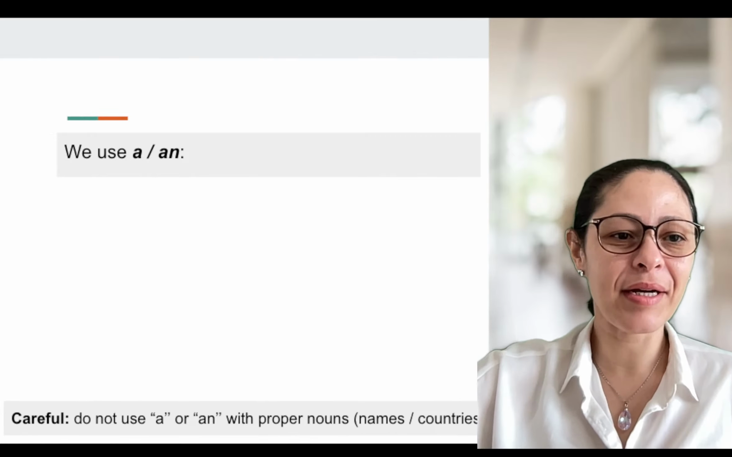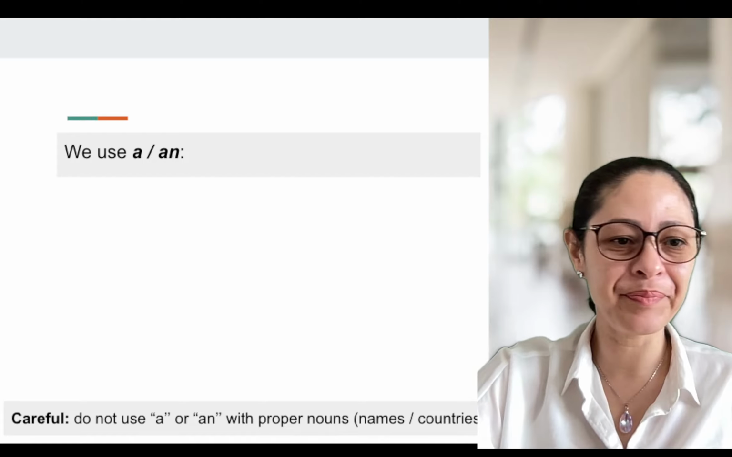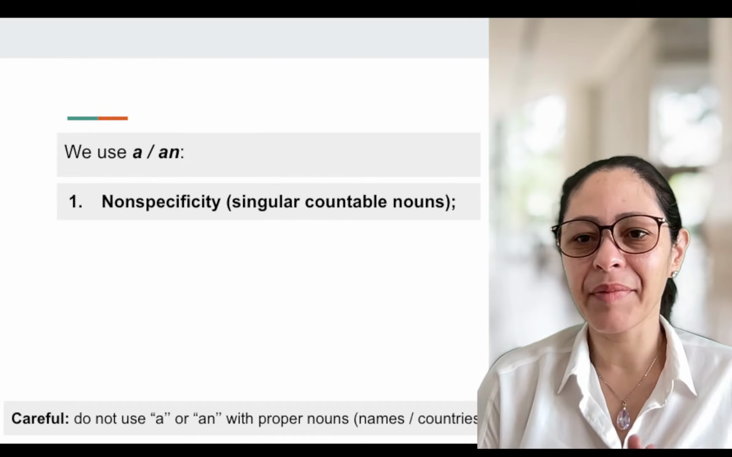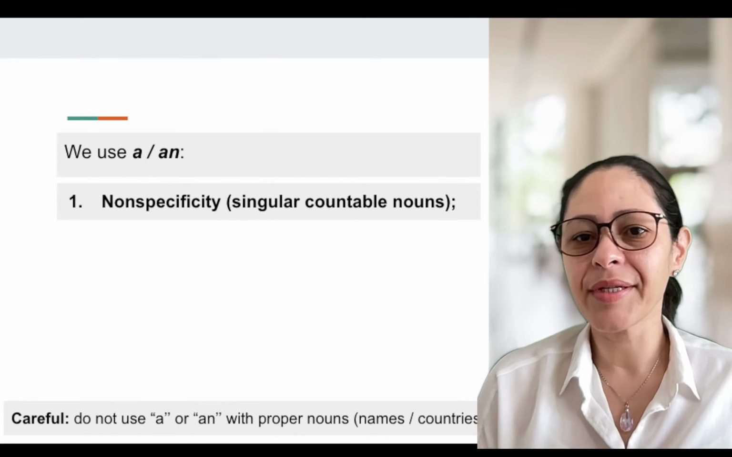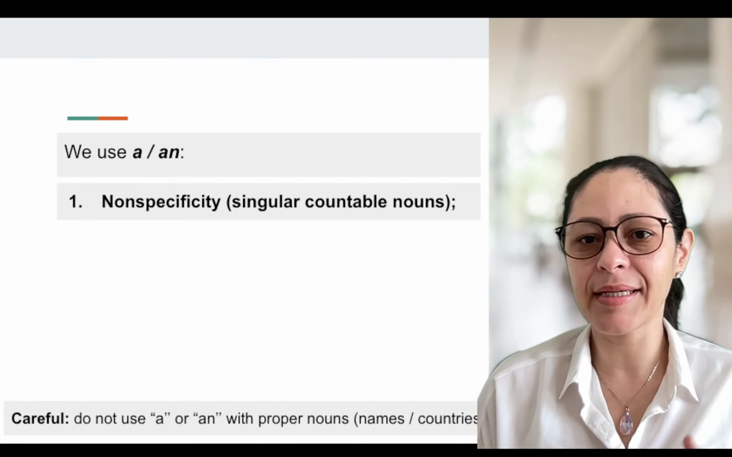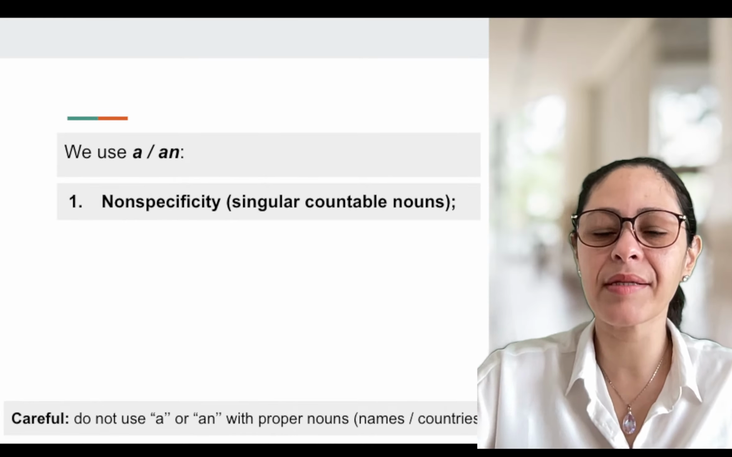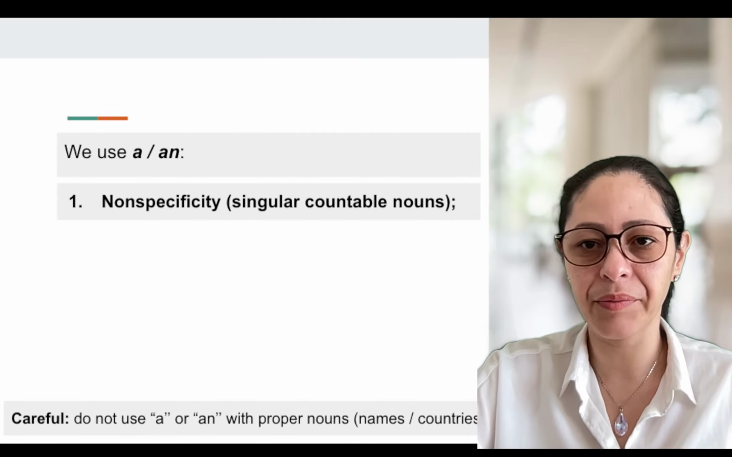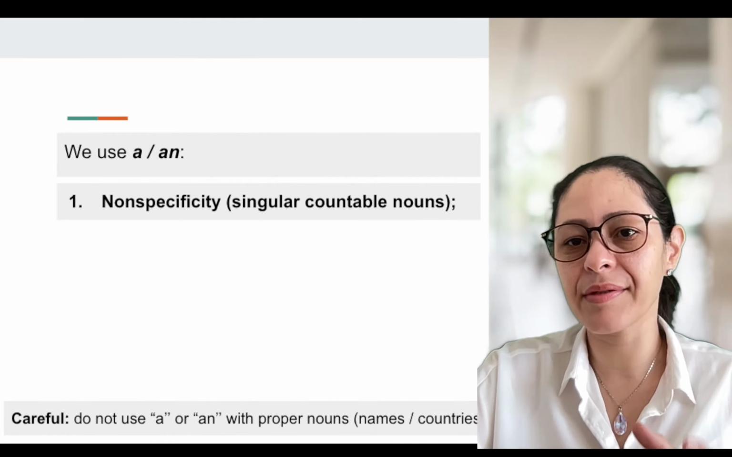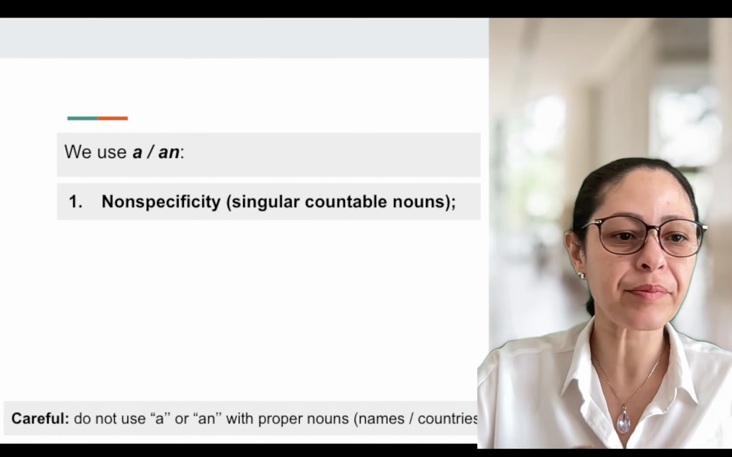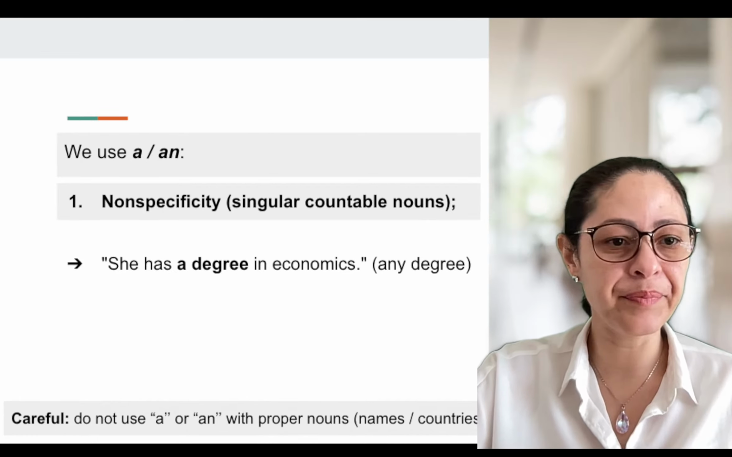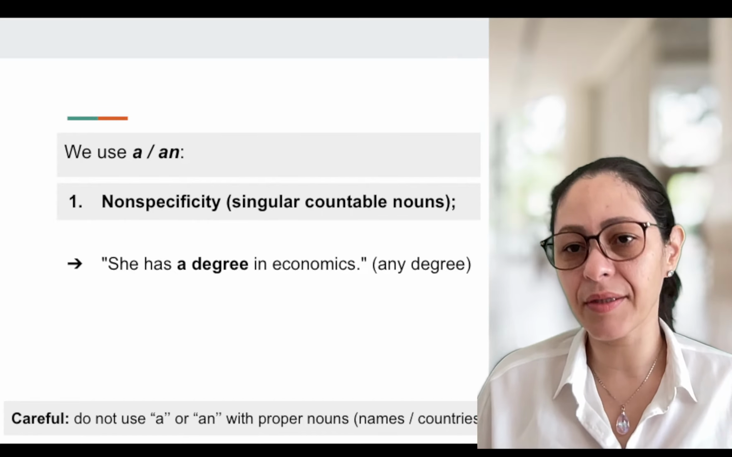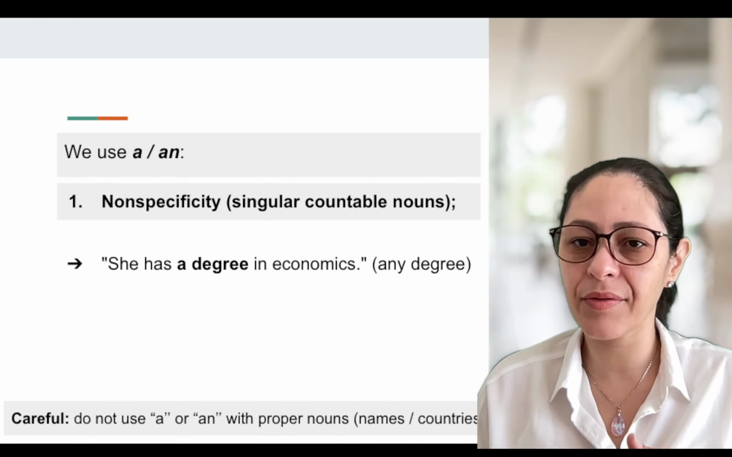Well, let's start with A and AN over here. As I said before, and I'm going to mention again, we use it when we're referring to a common general idea, right? Non-specificity, okay? This means that I'm not providing specific details about the noun. And of course, when this noun is singular but countable. Look at our example over here. She has a degree in economics. This means she has one of many degrees. So that's why she has a degree.